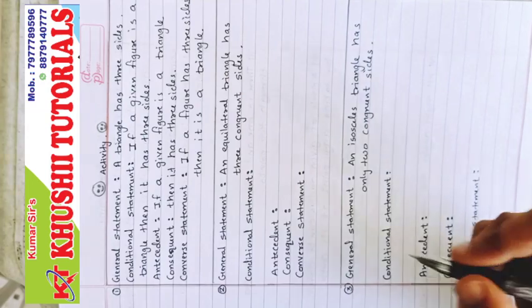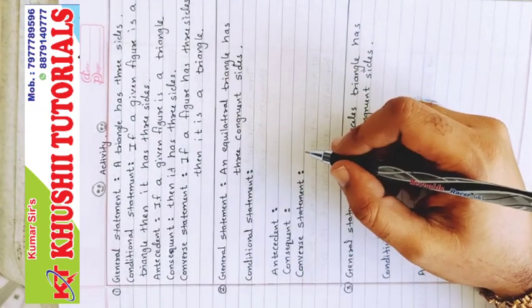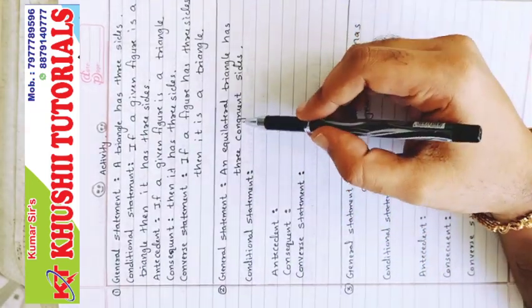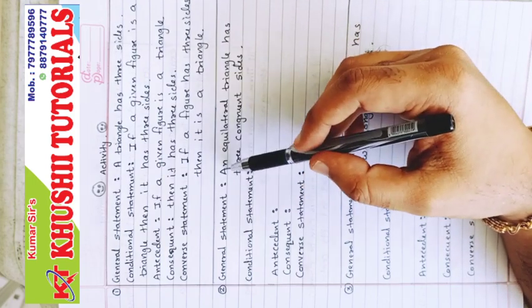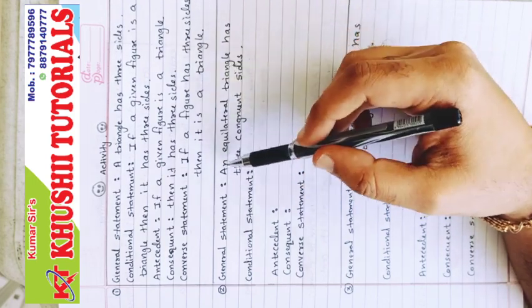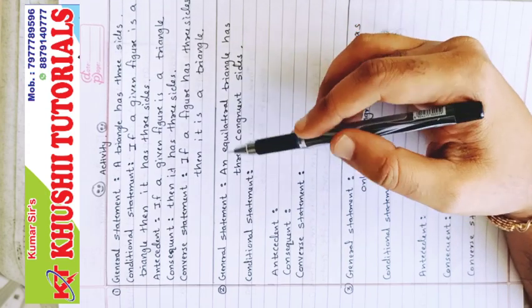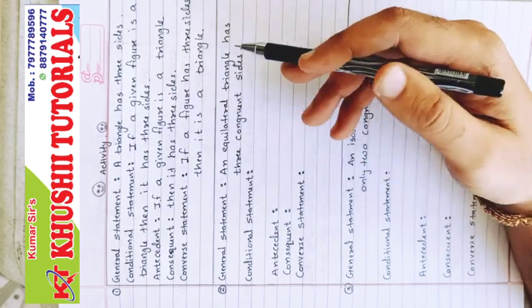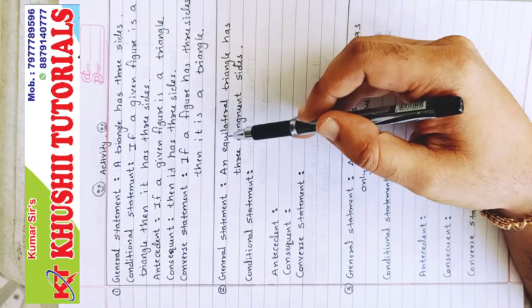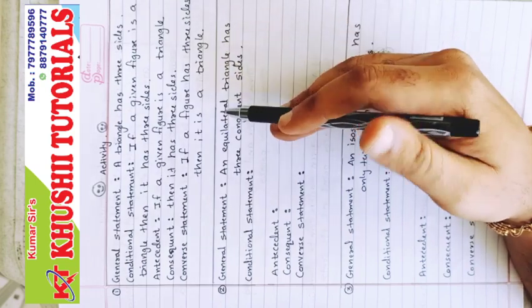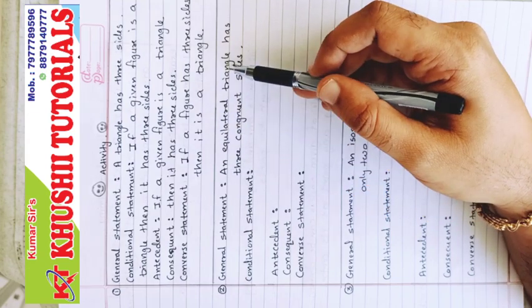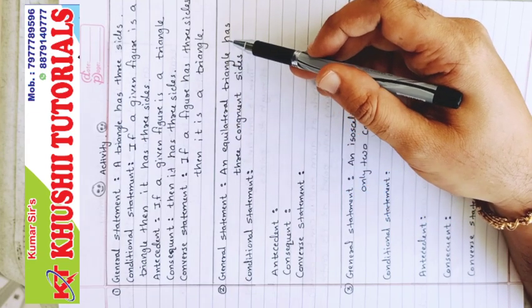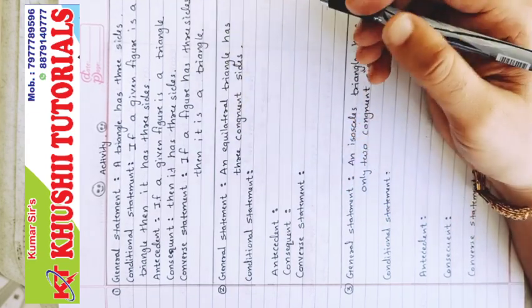Isn't it easy? The next one, general statement. An equilateral triangle has three congruent sides. Now conditional, if and then. If a triangle is an equilateral triangle, or if a figure is an equilateral triangle, anything will do. Because an equilateral triangle is a type of triangle, I will use triangle. If a given triangle is an equilateral triangle, then it has three congruent sides.